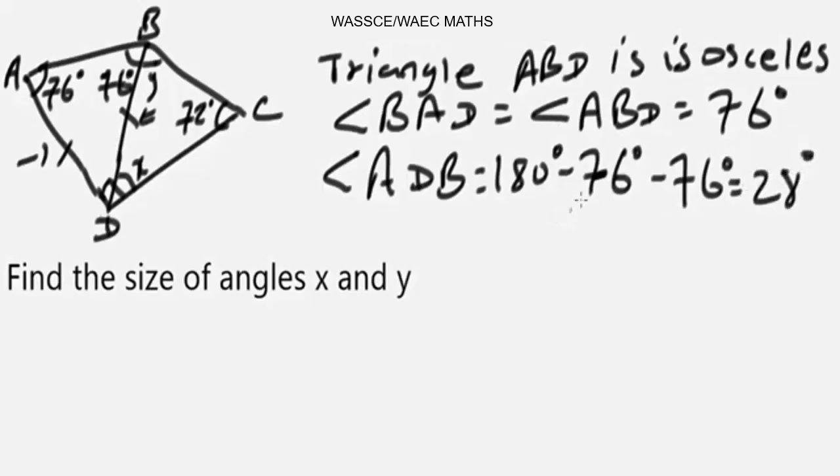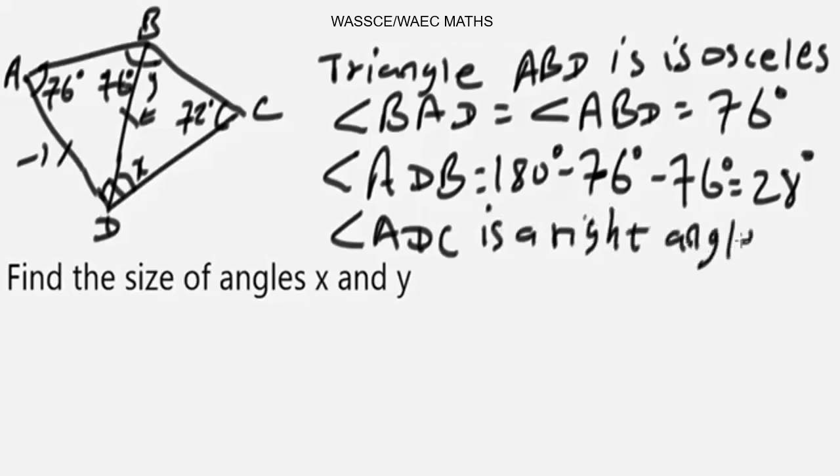Now that we have 28 degrees, know that angle ADC, if you look at this triangle we have here, you will see that angle ADC is a right angle. A right angle equals 90 degrees. The square we have here, if you check, you're going to see a little square inside here. The little square is a right angle, which is 90 degrees.